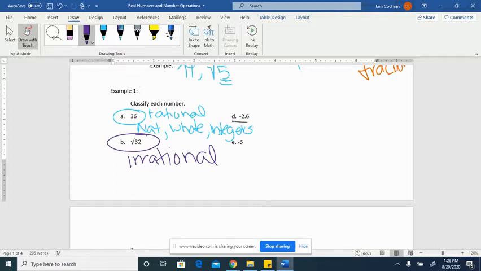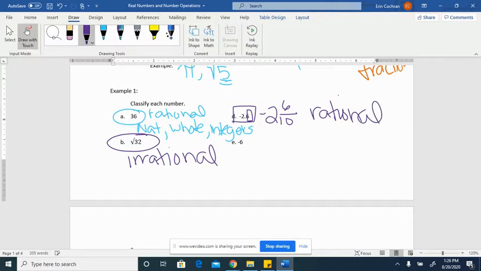Negative 2.6. It has to be either rational or irrational. Can I write 0.6 as a fraction? Yes, because that's in the 10th position since it's an ending decimal. So it'd be 6 over 10. So yes, I can, so we know it is going to be rational.